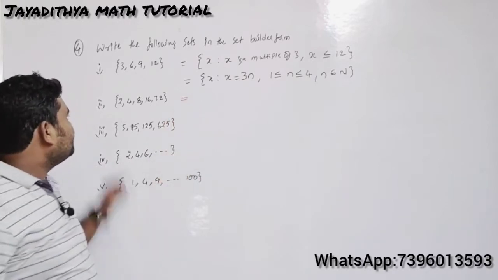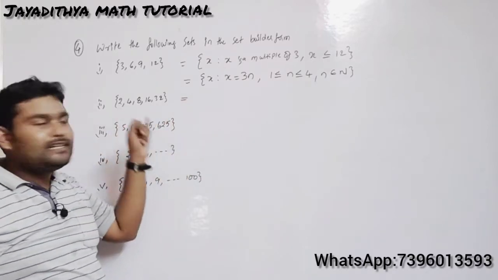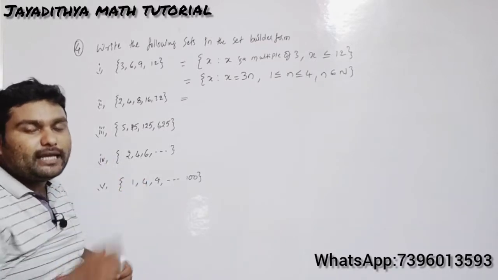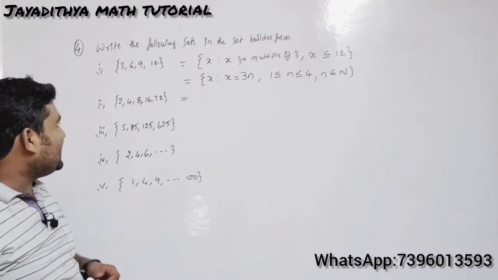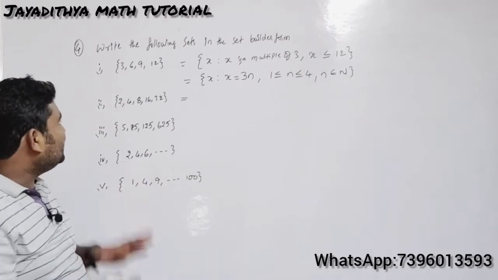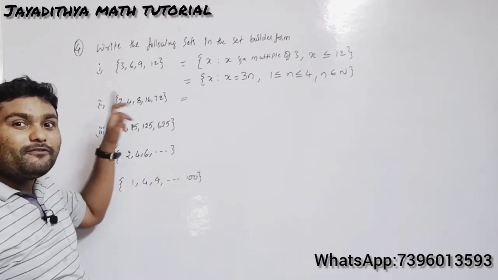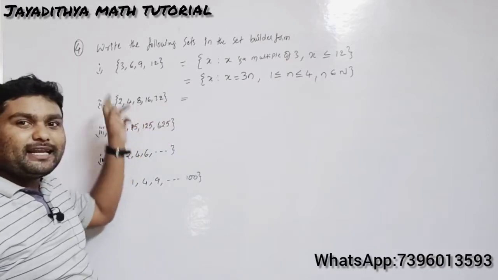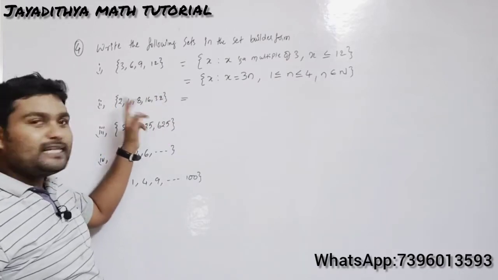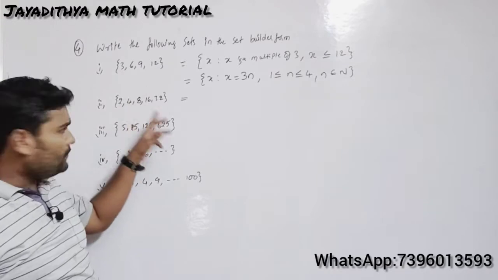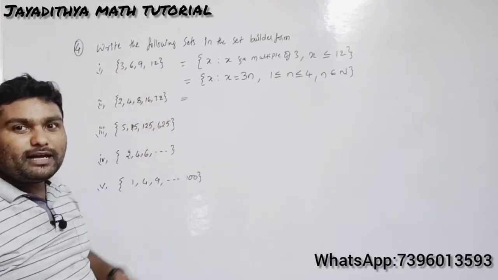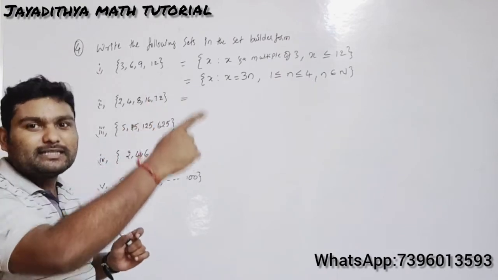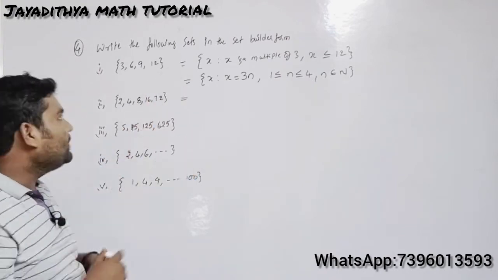See here, 2, 4, 8, 16, 32. What kind of numbers are these? What is the common property involved here? You should understand that. Can anyone guess it? See here, 2 can be written as 2 power 1, 4 as 2 power 2, 8 as 2 power 3, 16 as 2 power 4, 32 as 2 power 5. So here the base is constant. Base is always 2, but the powers are changing.